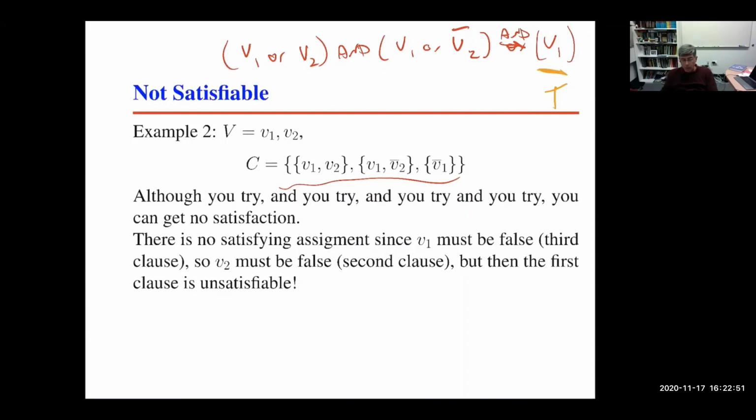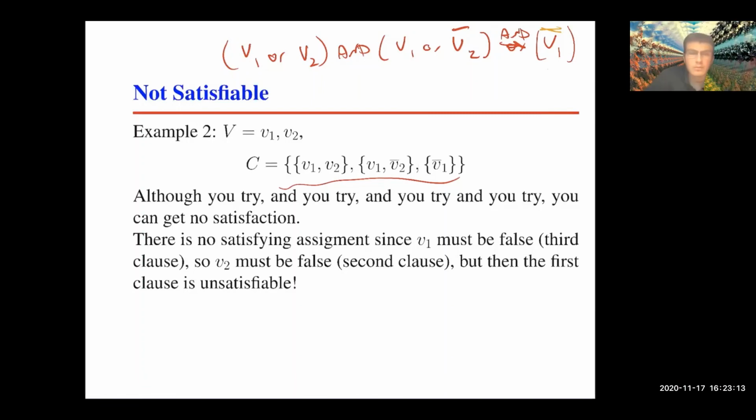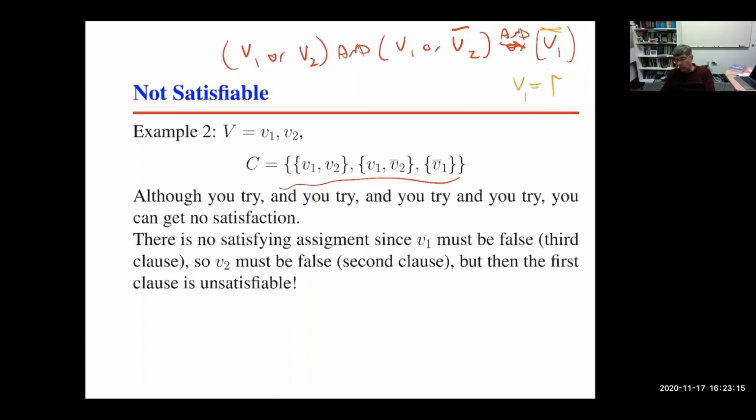Oh wait, the last one should be not V1. Not V1. Oh, okay. If it's not V1, I'll give you another chance. What do we know about this last clause? How do we satisfy it? What must V1 be equal to? It must be false. V1 equals false.